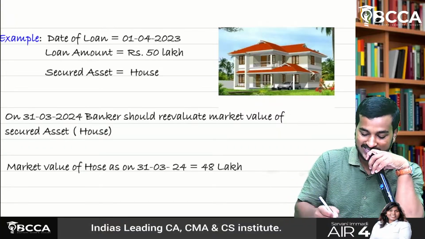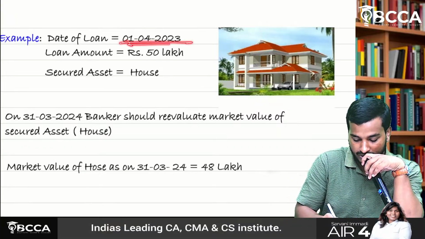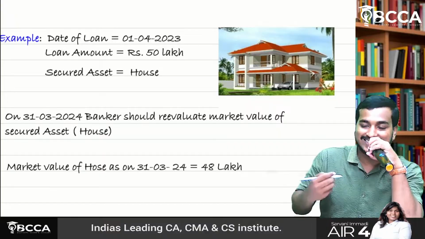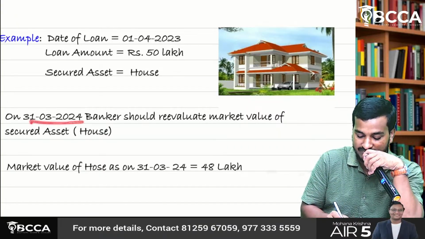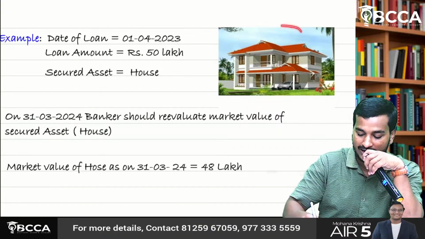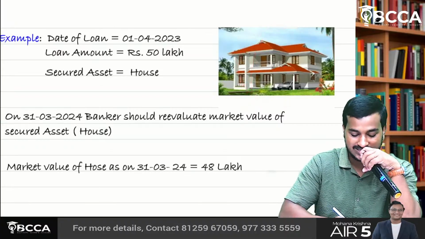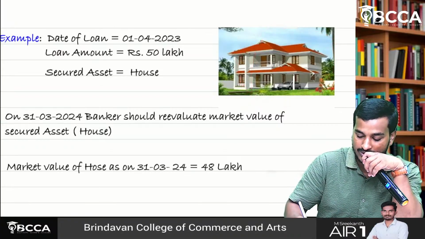So what is the date of the loan? 1/4/23. At the year end, on 31st March 24, what happened? This house value suddenly fell down to 30 lakhs.